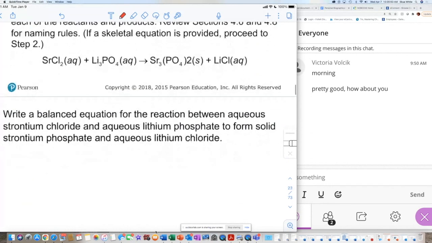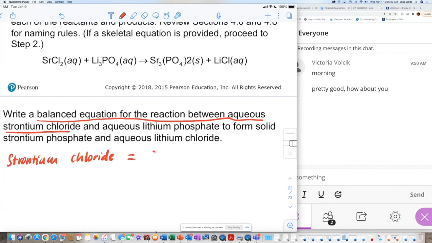Okay, in this problem here, it says write a balanced equation for the reaction between aqueous strontium chloride. So strontium chloride, because you want to know how to write the formula from the name. Strontium chloride, I look at my periodic table. Make sure you have a periodic table that has the names of the symbols, right? The elemental symbols. So strontium chloride, strontium is in group 2.